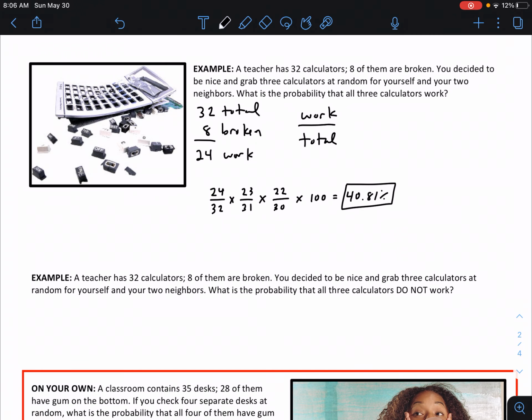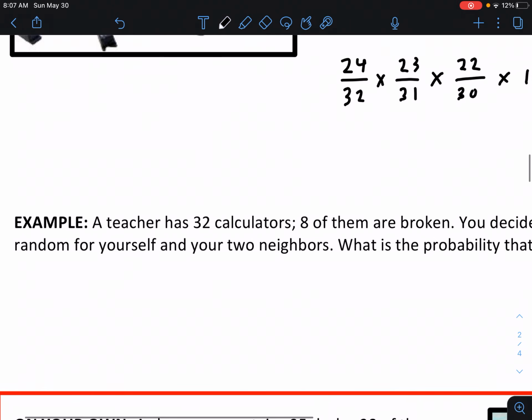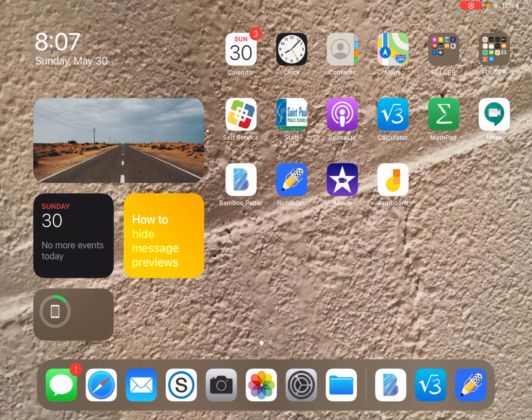Okay, same question. You decide to be nice and grab 3 calculators at random for yourself and your 2 neighbors. What is the probability that all 3 calculators do not work? All right, in this case, instead of work, we want do not work, or they're broken, right? So that means it's 8 out of 32 times 7 out of 31 times 6 out of 30. Okay, so let's go do the calculating on that.